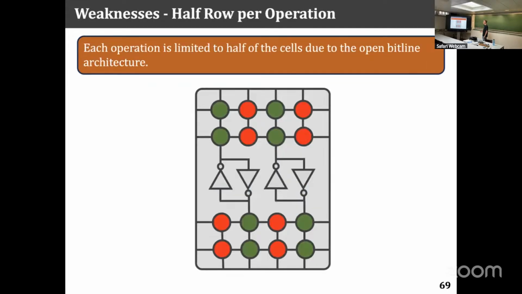Another weakness is that only half of the data is computed upon on every operation because of the open bitline architecture I introduced in the very beginning. So only every second column is basically connected to one shared row of sense amplifiers. So we have to be a bit careful of the scheduling of the operations to really do an operation on a full row, because only every second cell will be connected to the neighboring subarray.